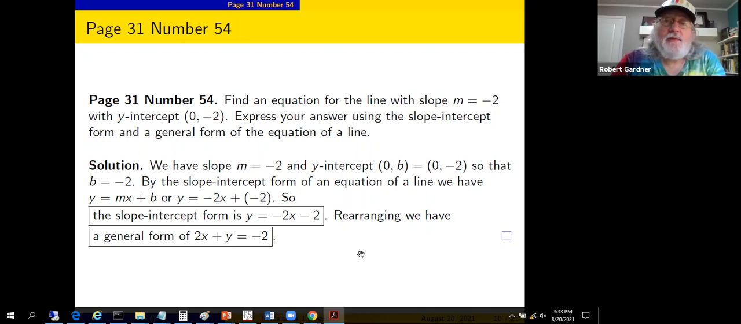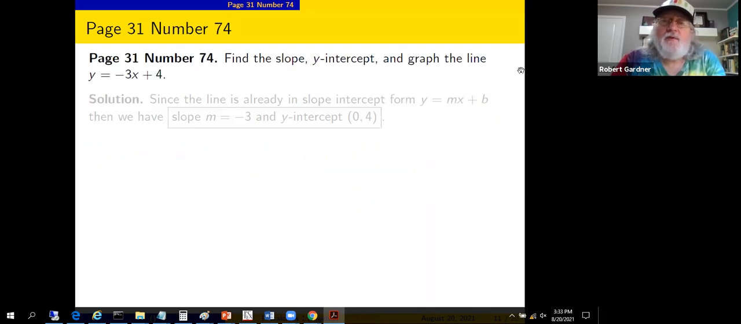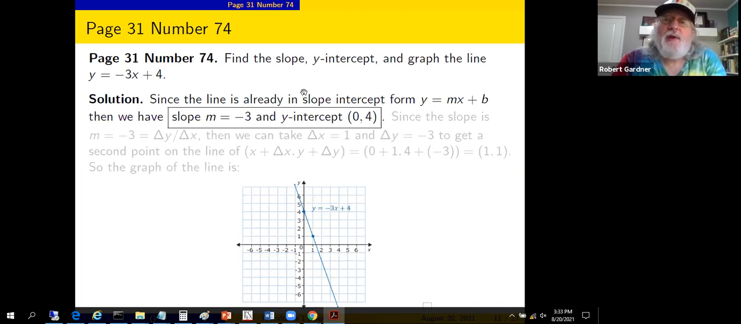Let's do another one. Find the slope, y-intercept, and graph the line y equals -3x plus 4. You want the slope and the y-intercept, and this is a piece of cake when the line's in that form. The line's already in slope-intercept form, y equals mx plus b. m, the coefficient of x, is -3. The y-intercept is +4. Well, (0, 4).